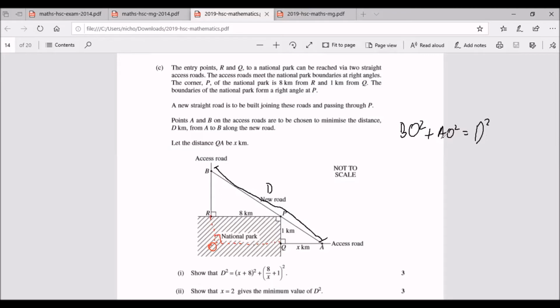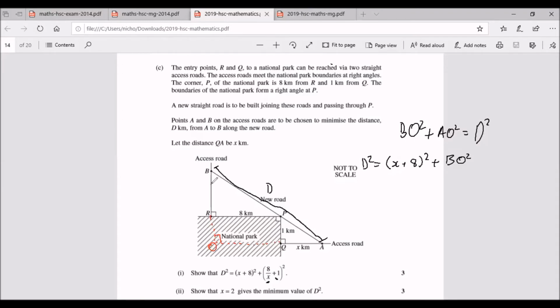So what is our AO? It's just going to be X plus 8, right? So that's where we're going to get D squared equals X plus 8 all squared, but then we're still plussing BO squared. So there's going to be a 1 in there, which is where they're getting this 1. But now we have to show that 8 over X is BR, right?